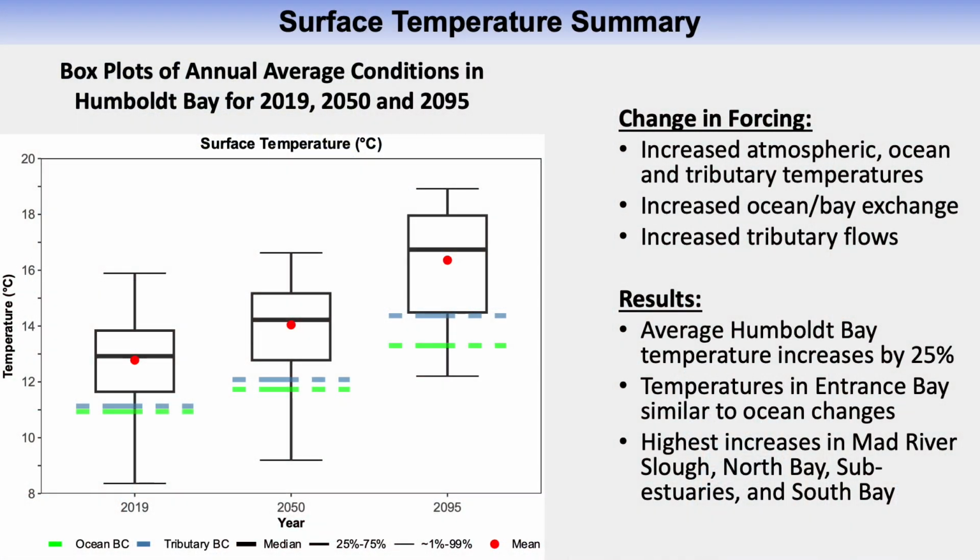All right. So let's look at the temperature change. Given the increased air, ocean, and tributary temperatures, we're going to see fairly drastic increases in water temperatures. On average, Humboldt Bay should be about 3 degrees C higher, about a 25% increase in temperature. Once again, remember, this is under RCP 8.5, it's extreme conditions, okay? Because I heard somebody go, oh, wow.